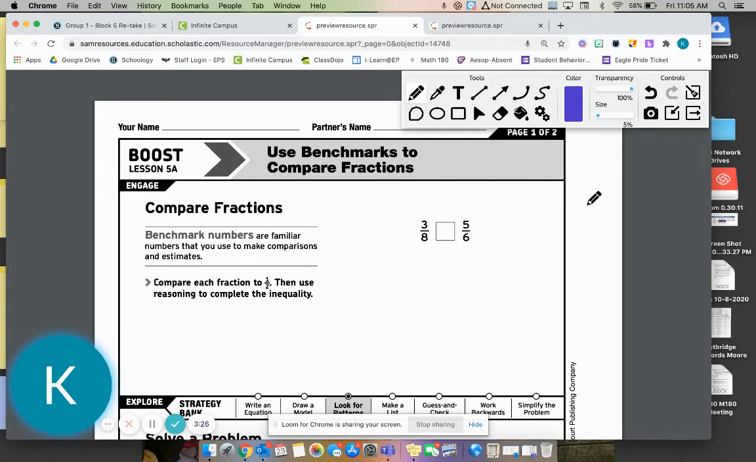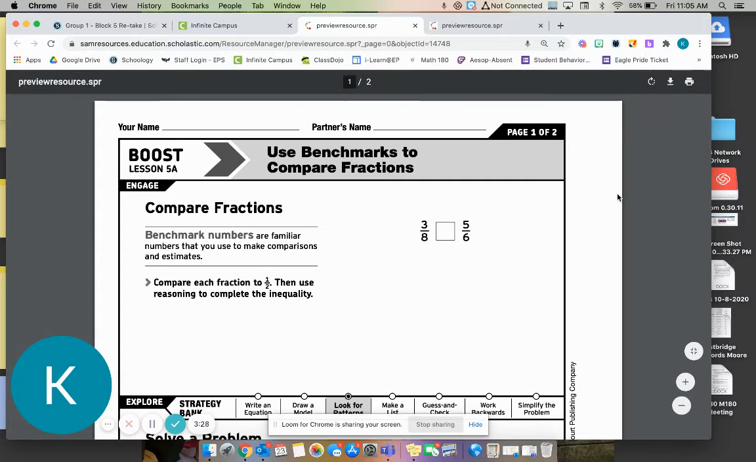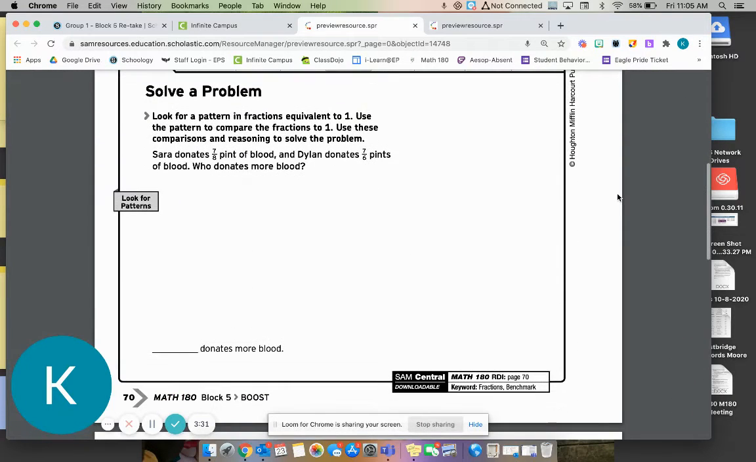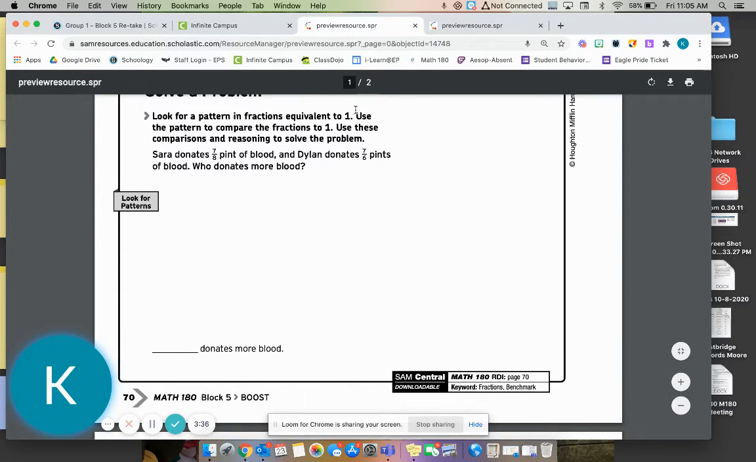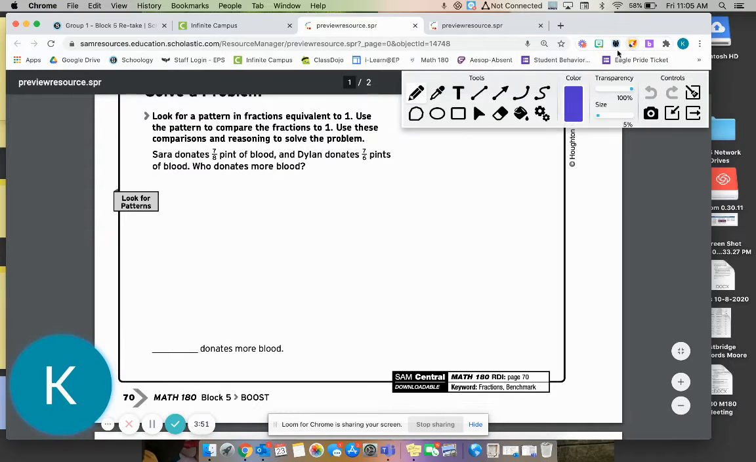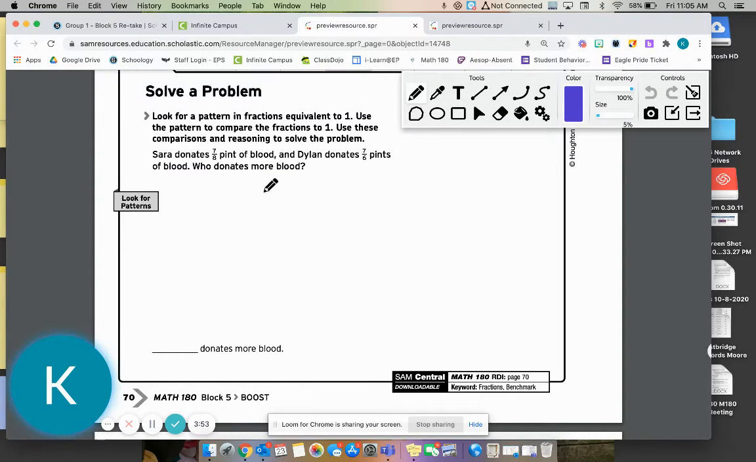All right, let's go ahead and move on to the second problem here. I'm going to scroll down a little bit. Look for a pattern in fractions equivalent to 1. Use the pattern to compare the fractions to 1. Use these comparisons and reasonings to solve the problem. So Sarah donates 7/8 pints of blood, and Dylan donates 7/6 pints of blood. Who donates more blood? So let's go ahead and write these two fractions, 7/8 and 7/6.